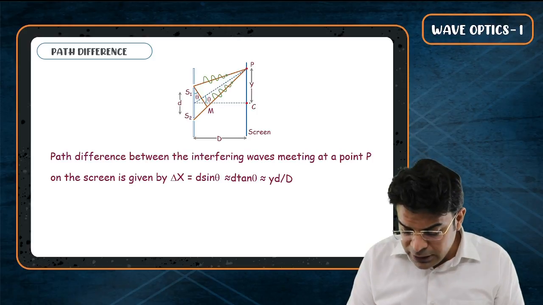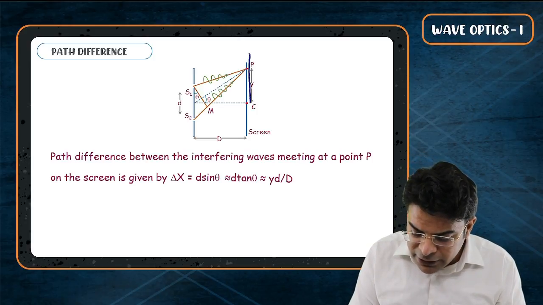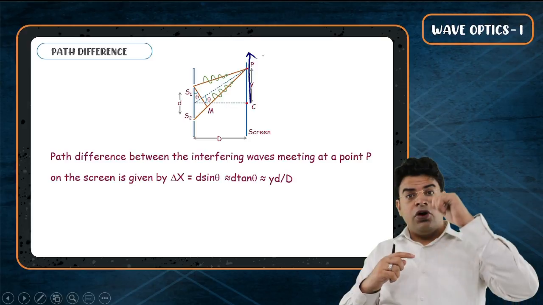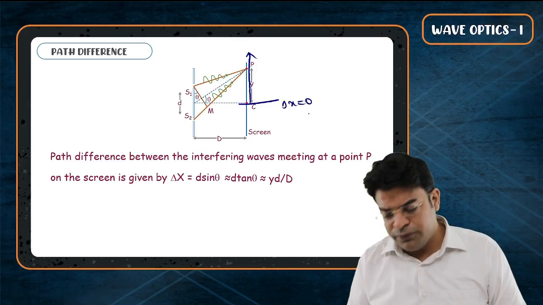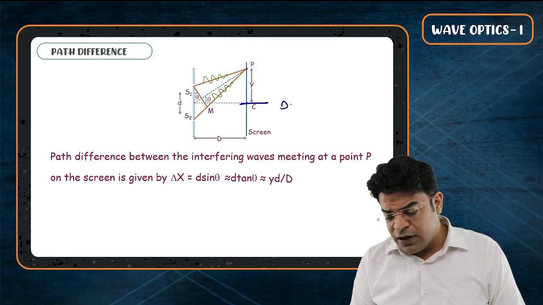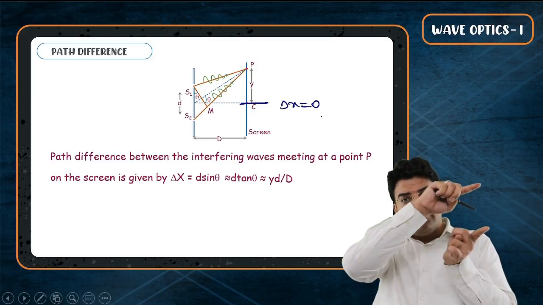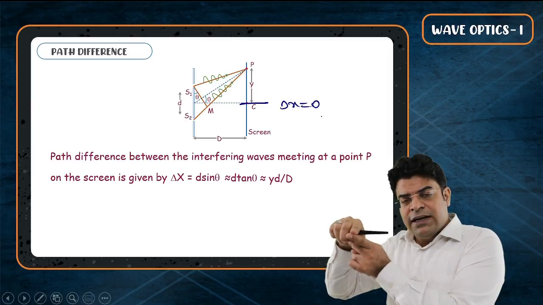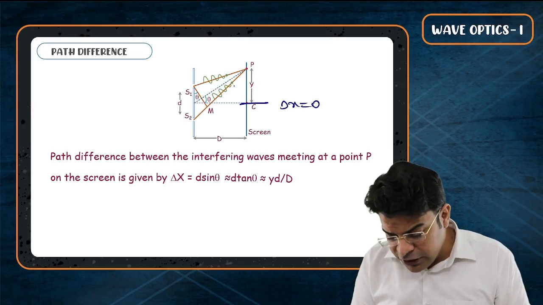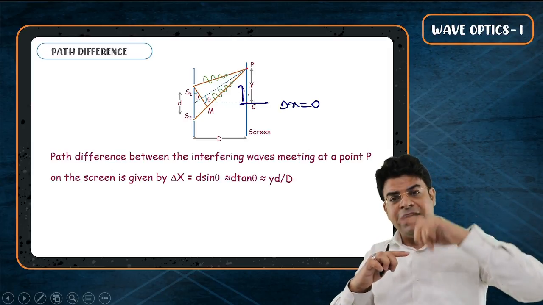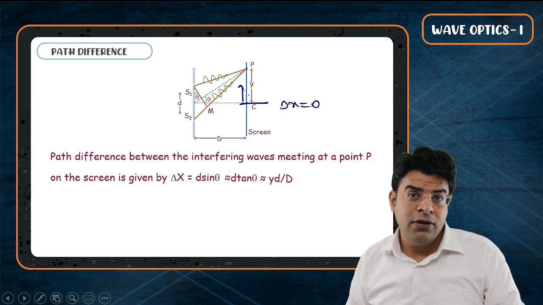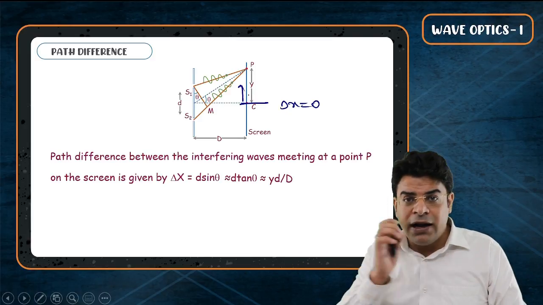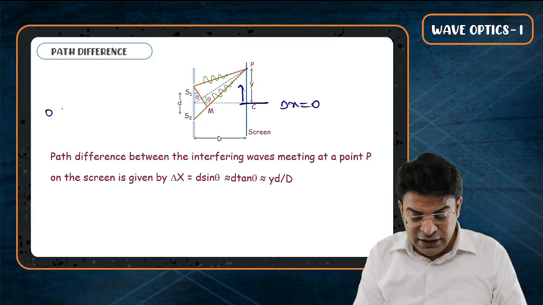So as you keep on moving up from the central bright, the path difference keeps on increasing. We know that at the position of central bright, the path difference is 0. If you start from central bright where the path difference is 0, both the waves have to travel the same distance to reach the central bright. And as you keep on going up, the y keeps on increasing, and as the y keeps on increasing, the path difference keeps on increasing.